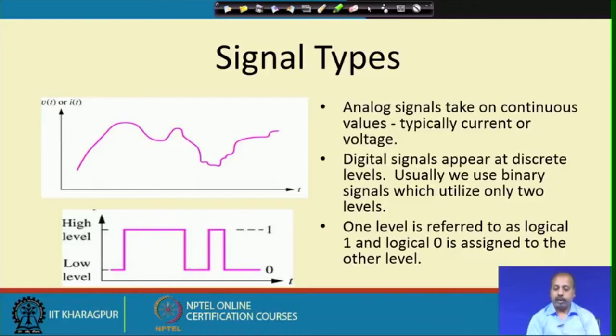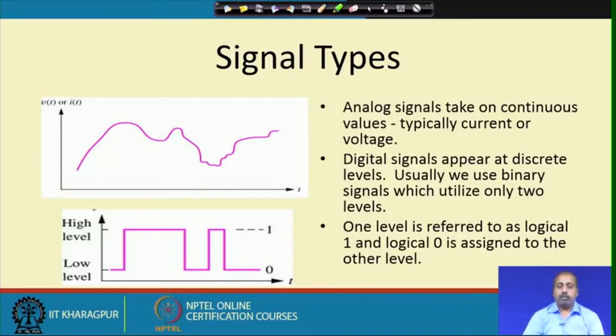Digital signals appear at some discrete levels. Usually we use binary signals that have only 2 levels, like here you see that we can have a low level and a high level. For this much time the signal was low, then for this range of time the value is 1, then again for this range the value is 0, again it is 1. One level is referred to as logic 1 and the other level is referred to as logic 0.